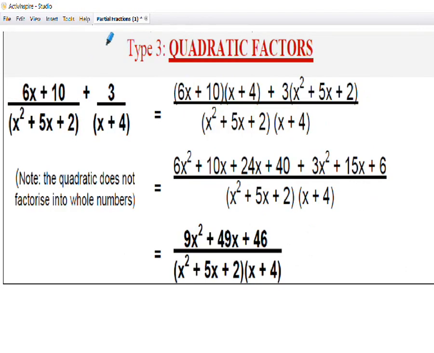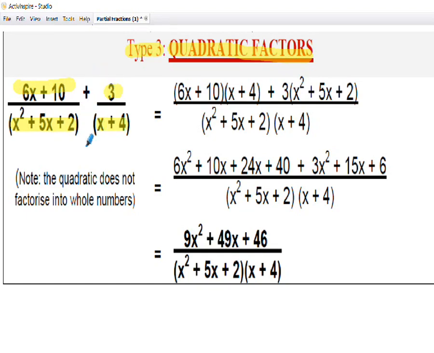And the third type of partial fraction, the most difficult to solve usually, is the quadratic factors. This is where we have an expression like x squared plus 5x plus 2 on the bottom line, and that bracket will not factorise. So we have a function of x over a function of x, but it does not factorise. In this case I've also shown a linear factor associated with this problem as well.